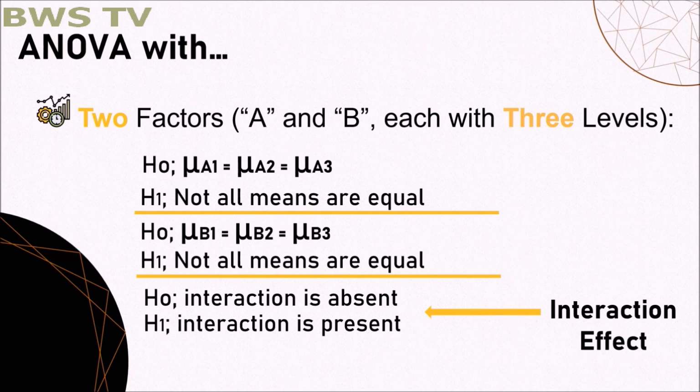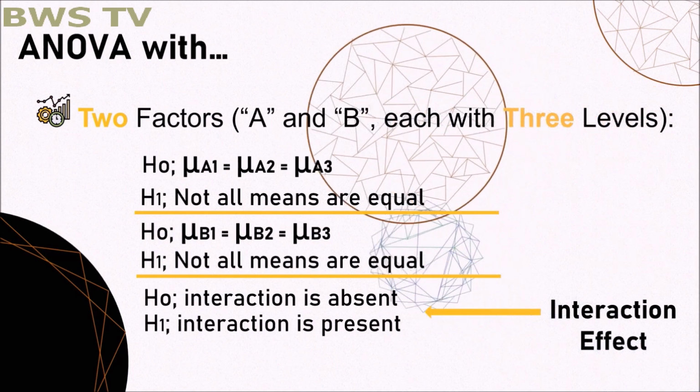So here, you have the main effect of A and the main effect of B. And you can also test for the interaction of A and B, which would be structured just like that. The null being the interaction is absent, and the alternative being that the interaction is present.